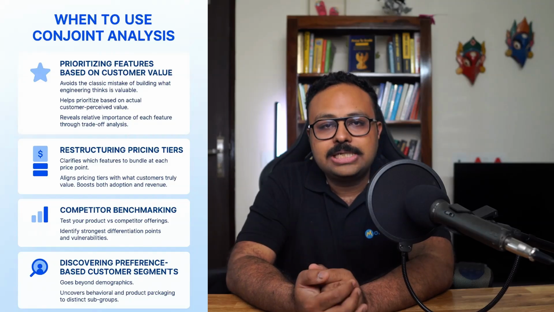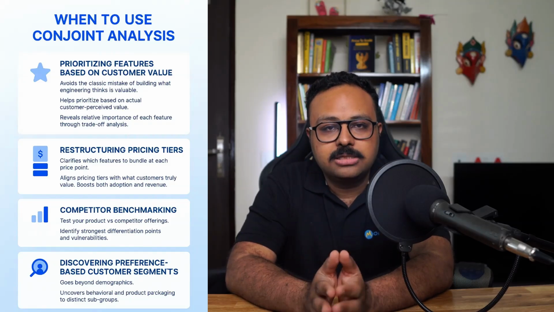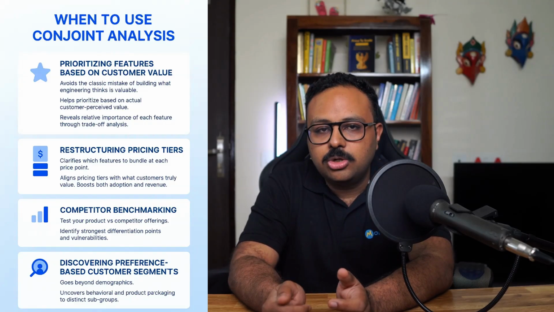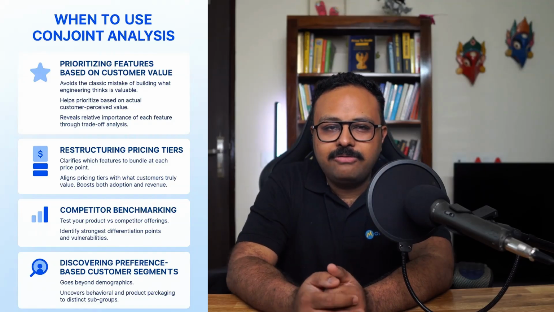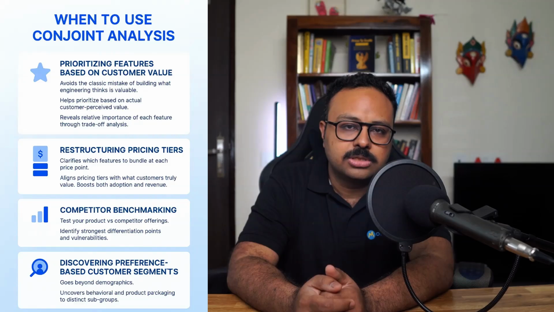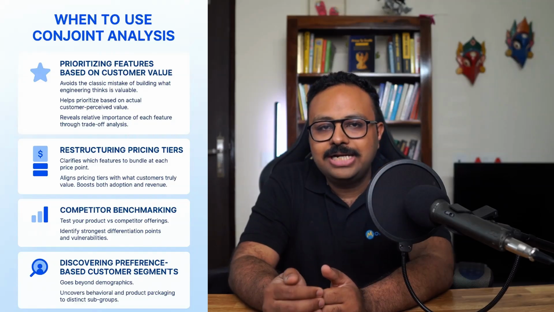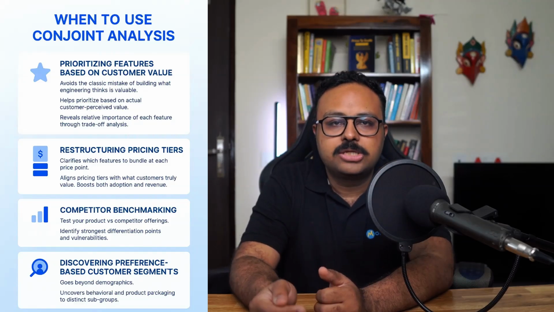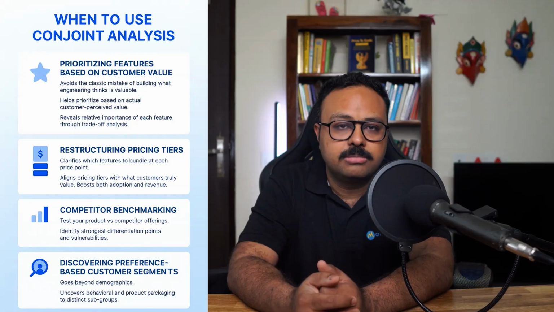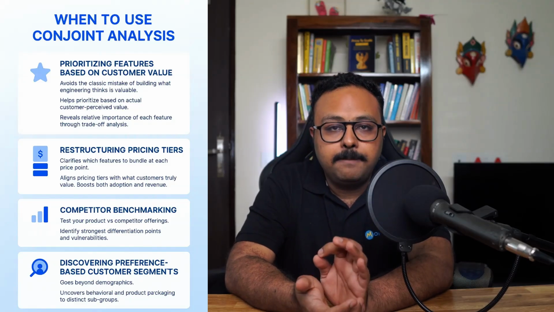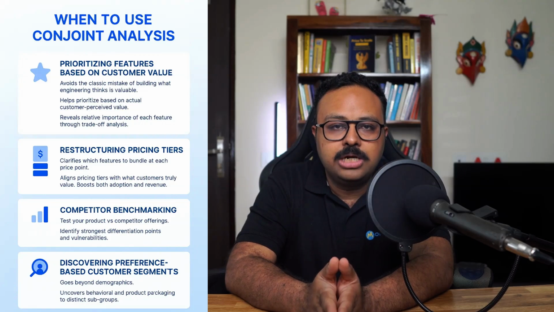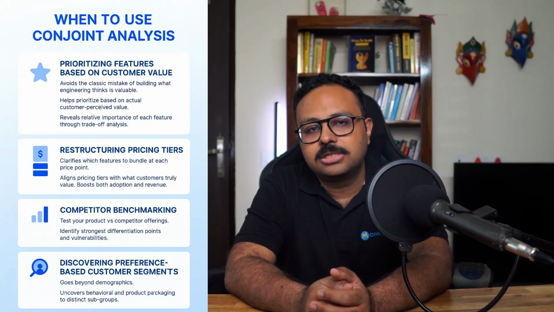You need to understand how your product would fare against specific competitors. Conjoint can also include competitor products in the mix, helping you identify your strongest competitive positions. You want to identify distinct customer segments based on preferences rather than just demographics. Conjoint often reveals fascinating preference-based segments that wouldn't be obvious from traditional market research.